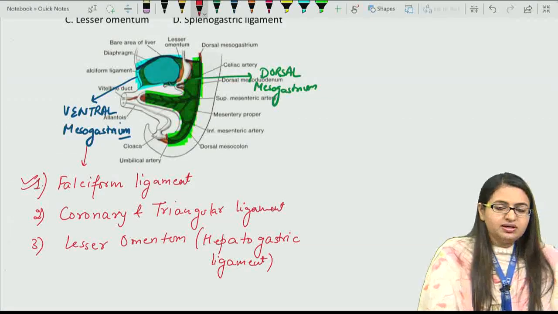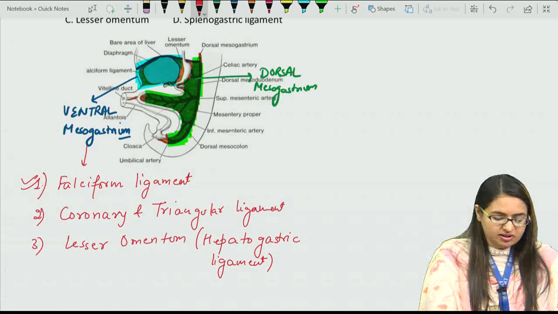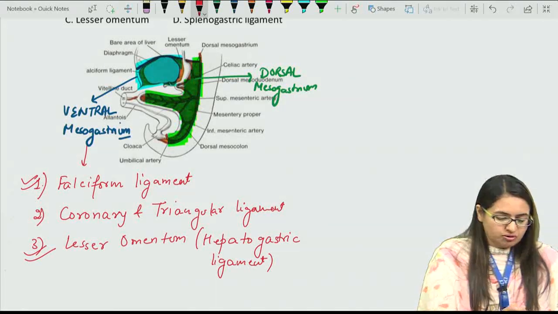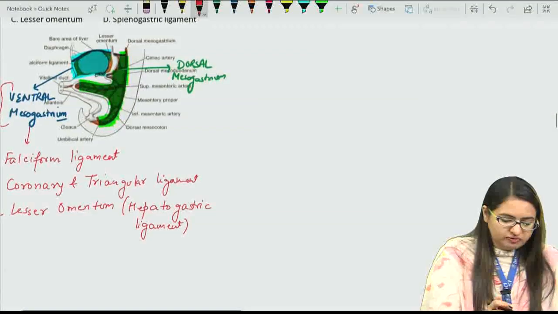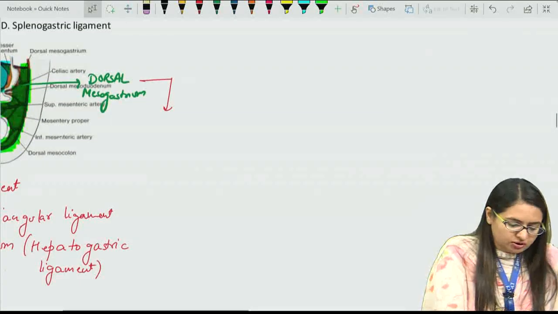The falciform ligament, it is formed by the anteriormost or the ventral part of the ventral mesogastrium. The lesser omentum, it is formed by the dorsal portion of the ventral mesogastrium. Now for the derivatives of dorsal mesogastrium, the dorsal mesogastrium, it gives rise to the greater omentum.